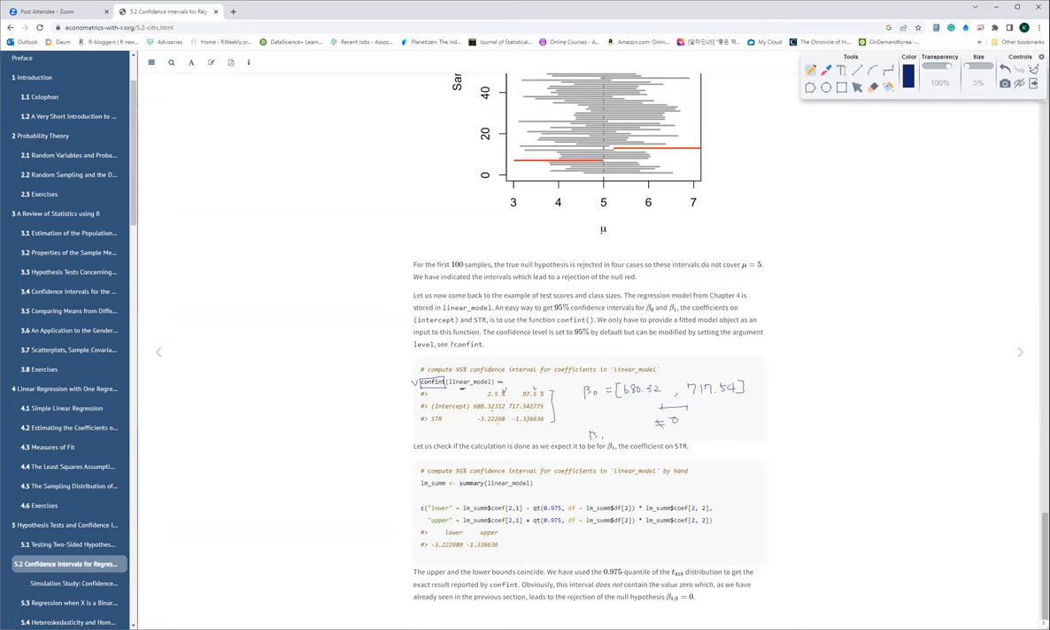And same for beta one. Beta one is also negative 3.2223, and then negative 1.336, etc. So this one also does not contain zero, which means there is a very, very low probability that beta one can get a zero value. So both beta zero and beta one are highly significant, with very low p values, just from calculating the confidence interval.